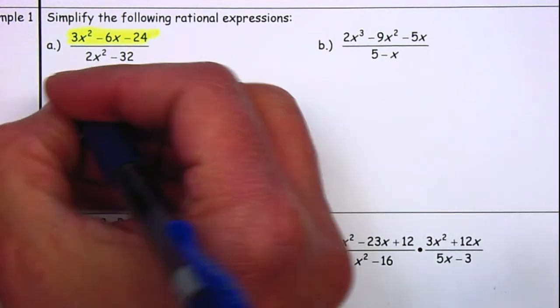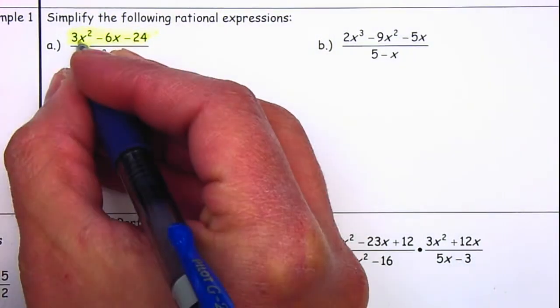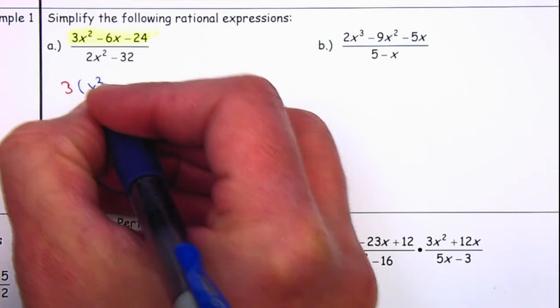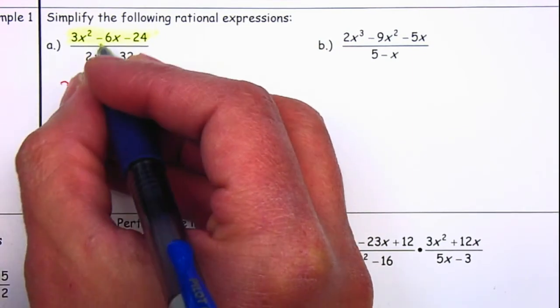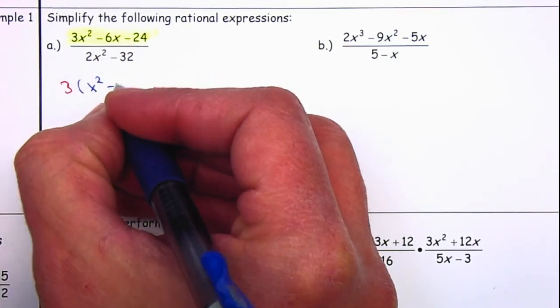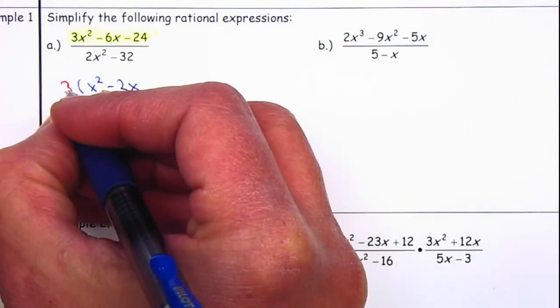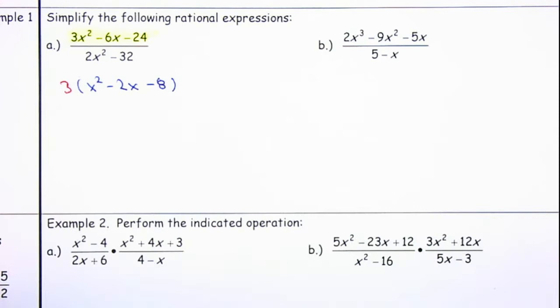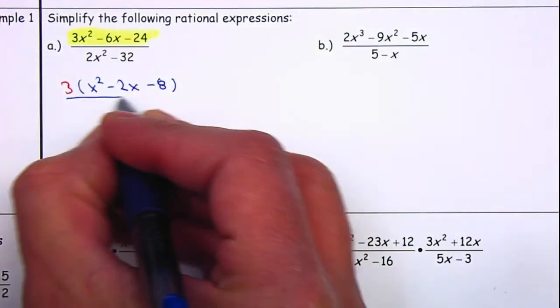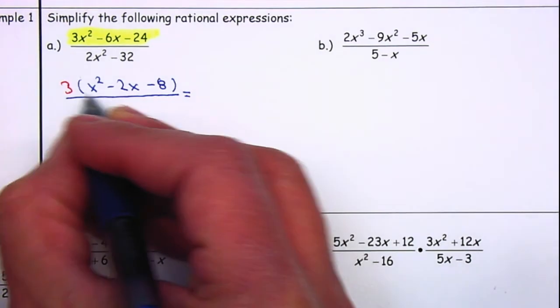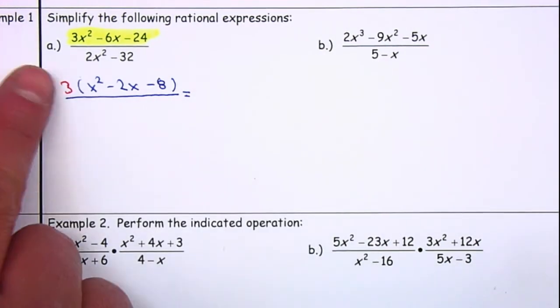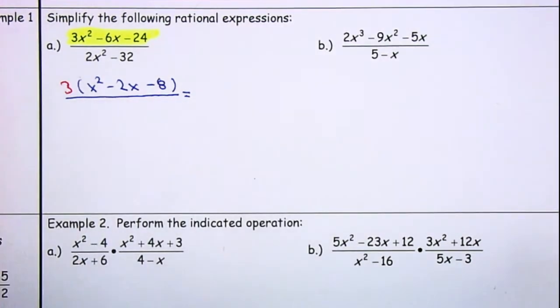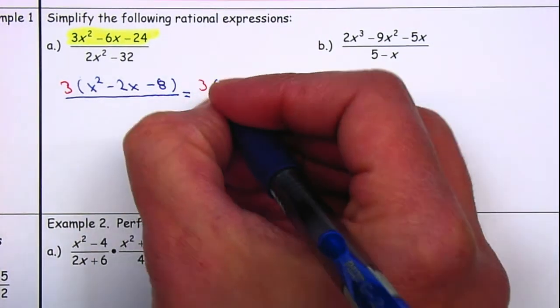What's left? What do I need to multiply 3 by to get 3x squared? It'll be x squared. What do I need to multiply 3 by to get negative 6x? It'll be negative 2x. And 3 times what will be negative 24? It'll be negative 8. Now I can still factor this. Whatever's inside the parentheses can still be factored. So the 3 will stay outside. Now we can go and factor that.